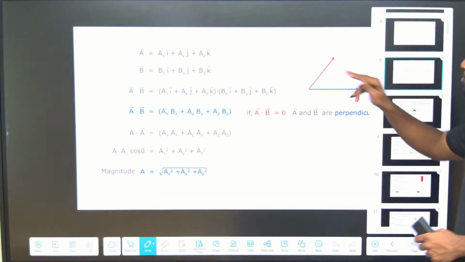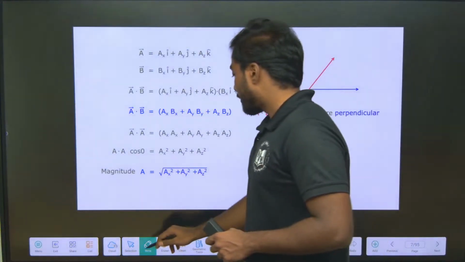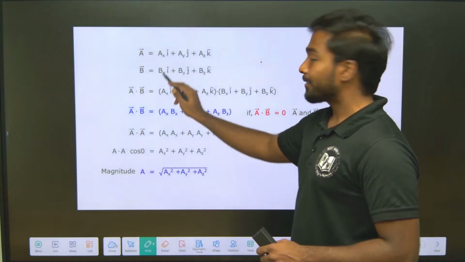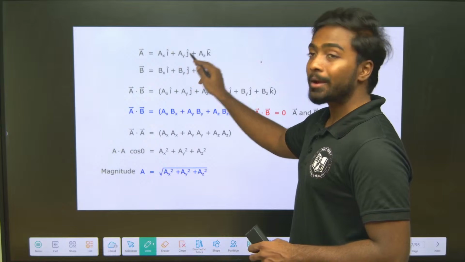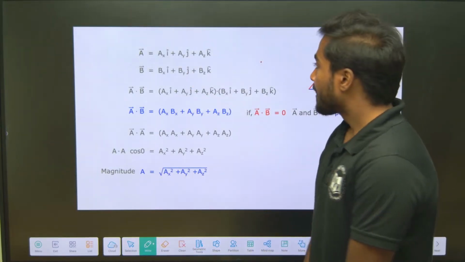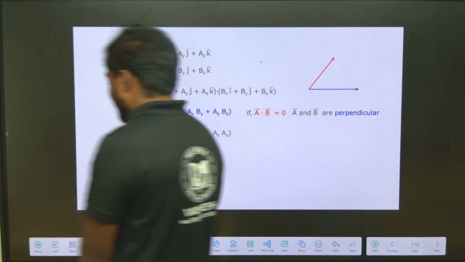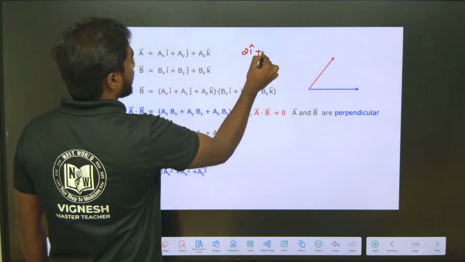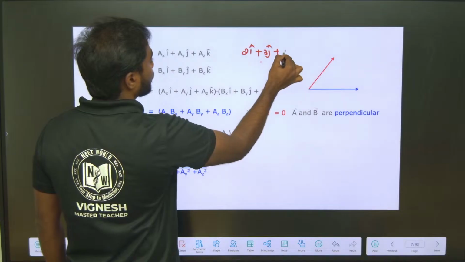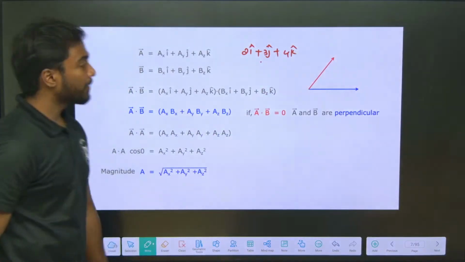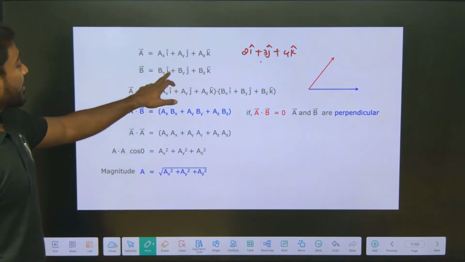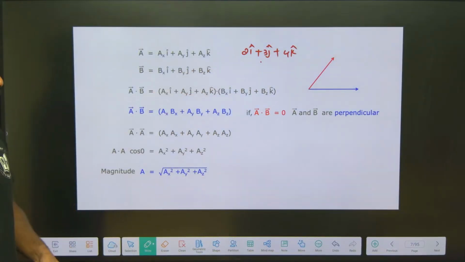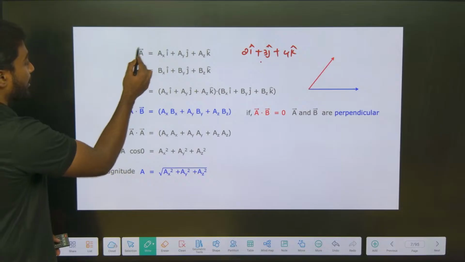Okay, so next one, problem solving. Suppose a vector is given as ax i cap plus ay j cap plus az k cap. For example, if I take 2i cap plus 3j cap plus 4k cap, like this. And b is equal to bx i cap plus by j cap plus bz k cap. What is the dot product of that? What is the dot product of a dot b?